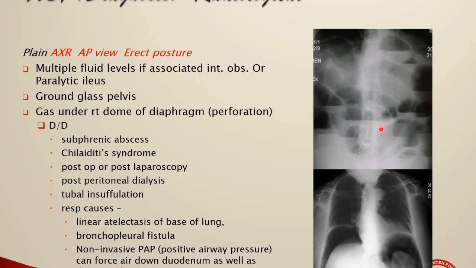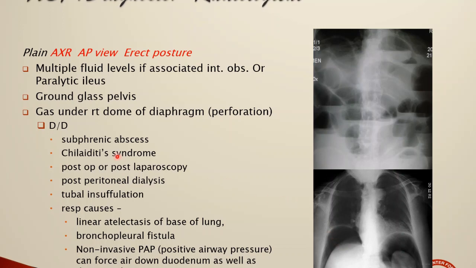If associated intestinal obstruction or paralytic ileus. Ground glass pelvis because of fluid in the pelvis. Gas under the right dome of the diaphragm is characteristic of any kind of perforation, and it has to be differentially diagnosed from other reasons why you can find a similar appearance of gas under the diaphragm. Like for example, a subphrenic abscess, where the gas-producing organism gives rise to gas under the diaphragm.